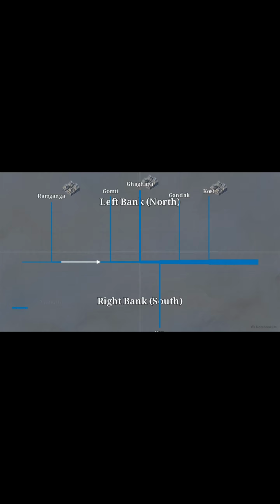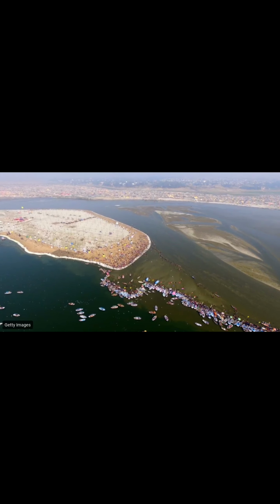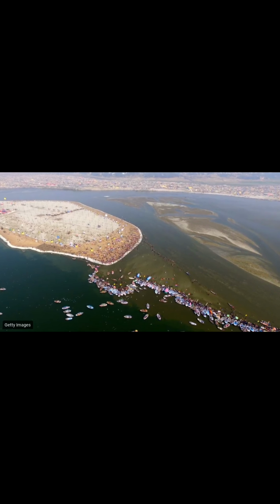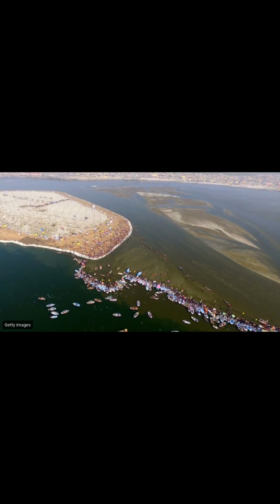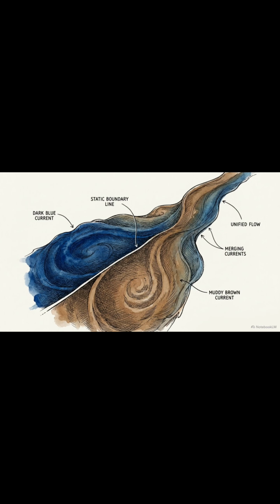From the south, the right bank receives its own massive influx, primarily from the Son River and the Ganga's longest single tributary, the Yamuna. The point where the Yamuna finally intersects the right bank of the Ganga is the Triveni Sangam at Prayagraj. Here, the two massive water volumes collide to form a single unified basin structure.